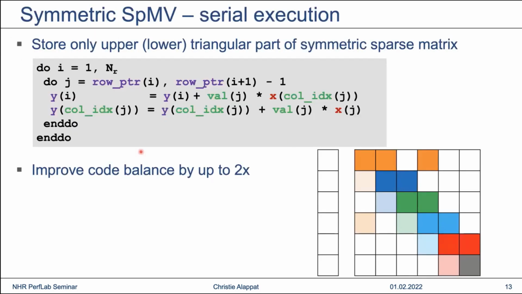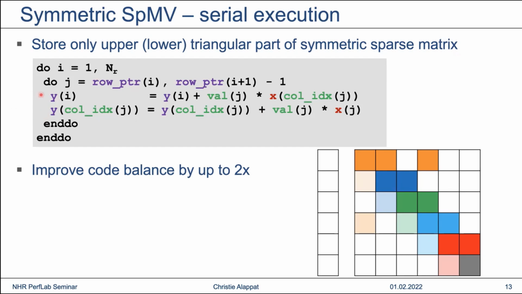For SpMV with this symmetric matrix, the code is shown here. And now with this illustration, we just store the dark colored or brightly colored elements. Actually, the lower triangle part we do not store, but they are there, but we do not store them explicitly. However, when we perform the SpMV computation, we have to account for this lower triangle part. And this is the reason why we have a new line in our SpMV code. So the second line of our SpMV code accounts for this missing lower triangle part.